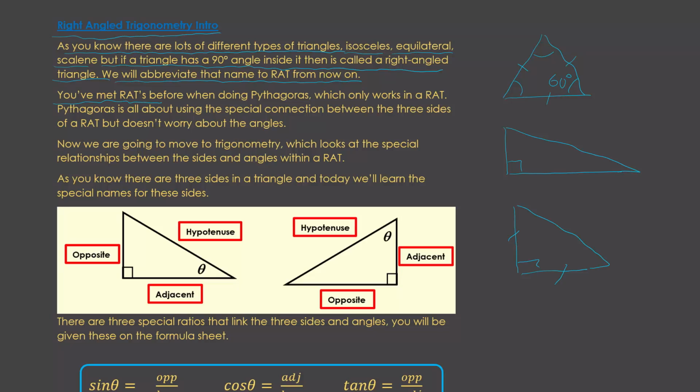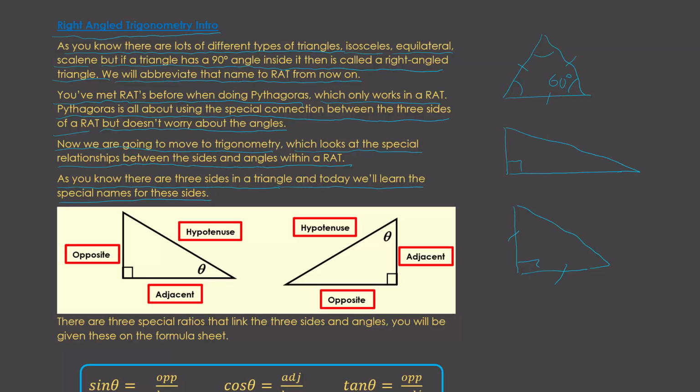You've met right-angled triangles before when doing Pythagoras, which only works in a right-angled triangle. Pythagoras is all about using the special connection between the 3 sides of a right-angled triangle, but doesn't worry about the angles. Now we are going to move to trigonometry, which looks at the special relationships between the sides and angles within a right-angled triangle. As you know, there are 3 sides in a triangle, and today we'll learn the special names for these sides in relation to an angle.